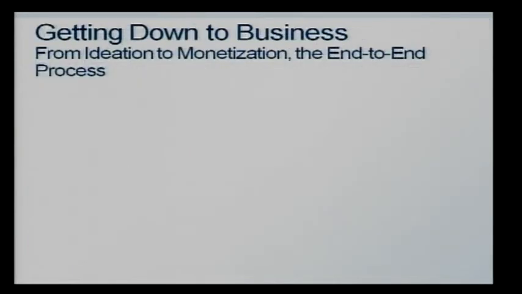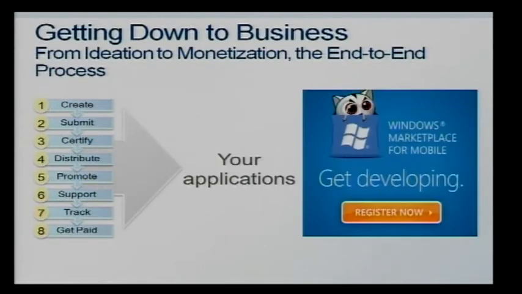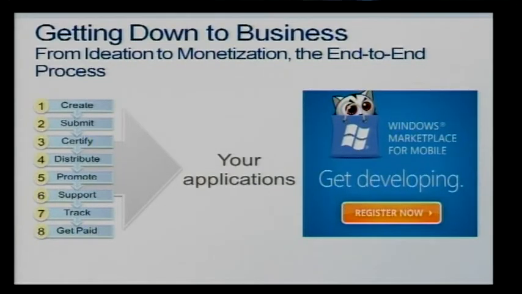So just getting down to business on this to talk about the end-to-end process. There are basically, as you can see, 8 steps to getting your application onto Windows Marketplace for mobile, and this you may or may not have seen is the logo that is being used on site. So basically step 1 is create, 2 submit, certify, distribute, promote, support, track, and importantly getting paid as well if that application is paid for as well.